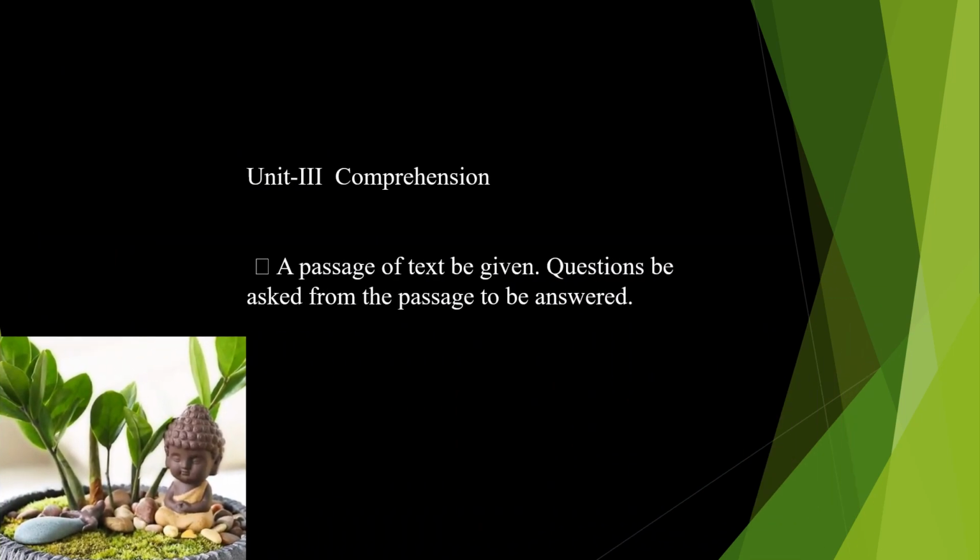Here comes Unit 3, Comprehension. A passage of text is given, and questions are asked from the passage to be answered. This is the comprehension way. A big passage is supposed to be there in the question paper. We go through it, and from that paragraph some questions are asked. So you want to find the answers from the paragraph. Some steps are there for how we can solve it.